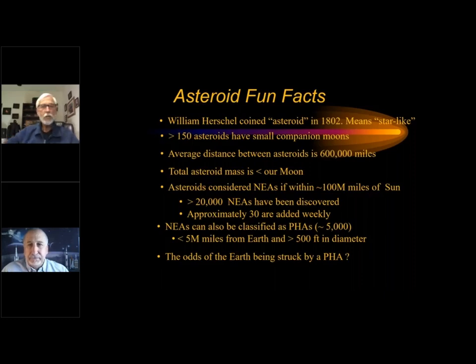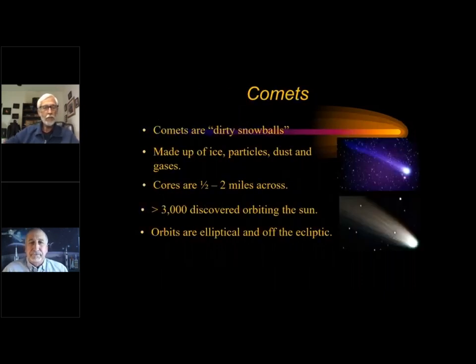All right. So again, for comets the description is very straightforward. They're generally referred to as dirty snowballs. They are composed of mainly ice, particles, and dust, which is where the word dirty comes from, and frozen gases as well. So the core of a comet is actually very small, particularly compared to an asteroid. The cores are only about 1/2 mile to maybe 2 miles across.